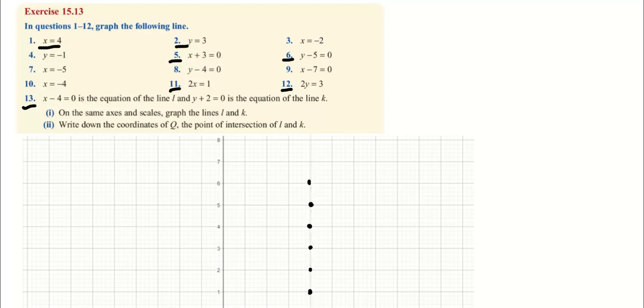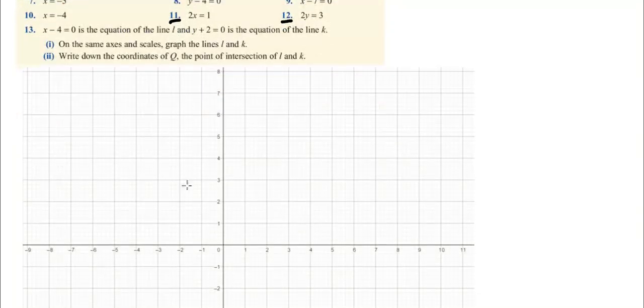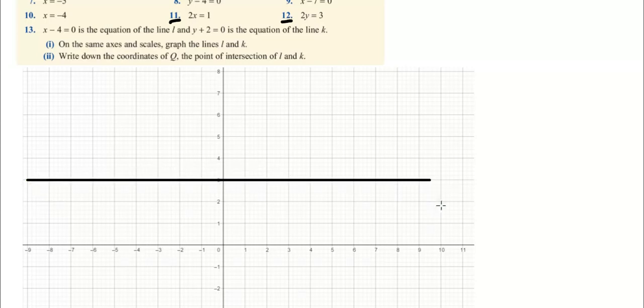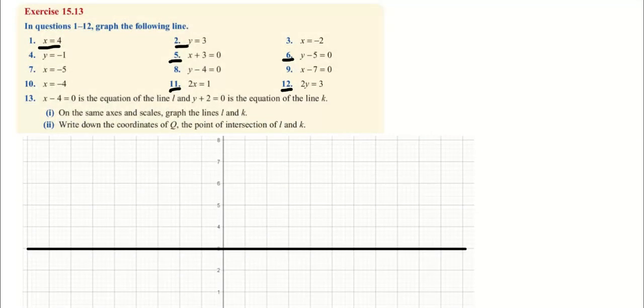Next one we're going to do is y equals 3. For y equals 3, we've got to go through the line y equals 3. So all the points on this line always have a y value of 3. Y equals is our horizontal lines, x equals is our vertical lines. So that's the line y equals 3. So that's question 2 done.